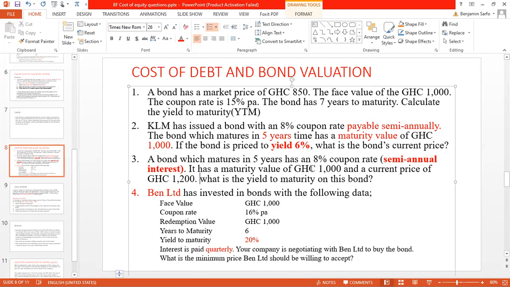Okay. So that is that for cost of equity and bond valuation. Yes. Anybody with a different answer?